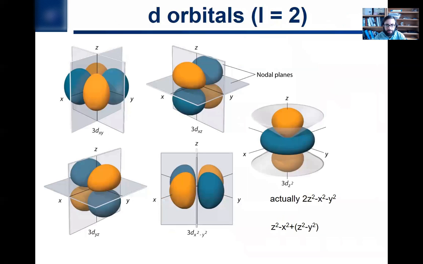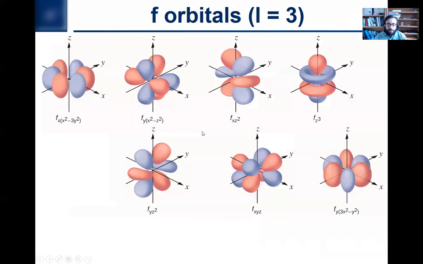Nodal planes, they're shown. f orbitals, l equals 3. Well, that means you have 7 of them because you go -3, -2, -1, 0, 1, 2, and 3, right? Here's what they look like. I don't expect you to know these. This is getting a little bit more complicated, but there's more lobes, right? Because there's 3 angular nodes now. And so these would be the 4f orbitals. The 5f orbitals would look similar, but be bigger and also have 1 radial node.